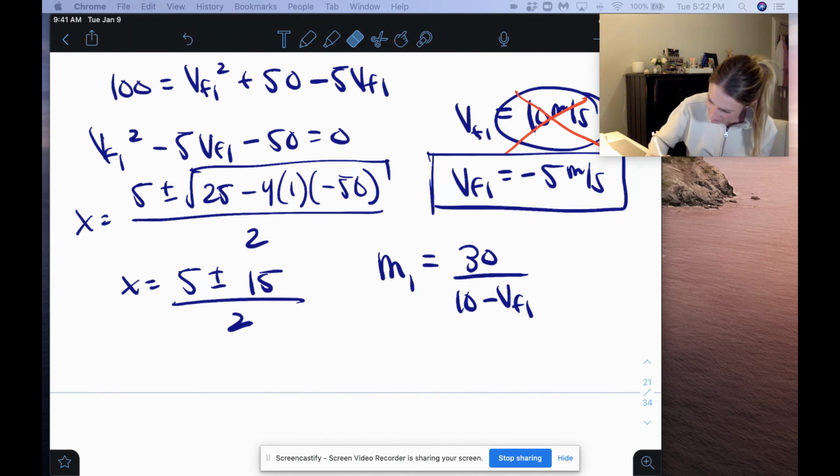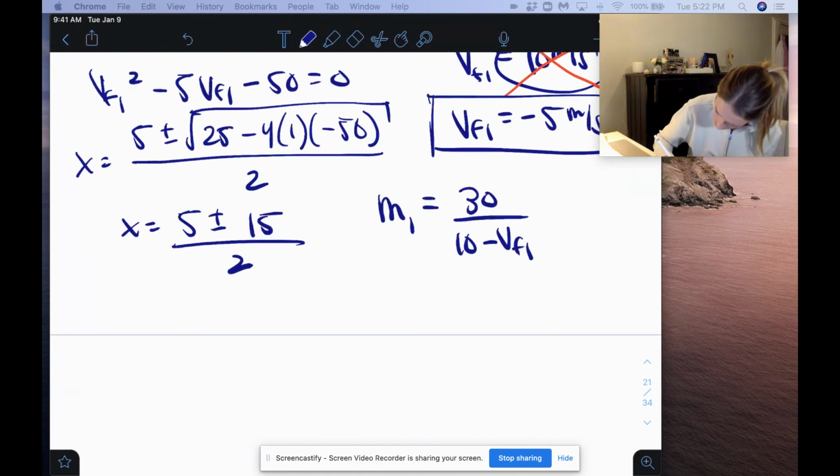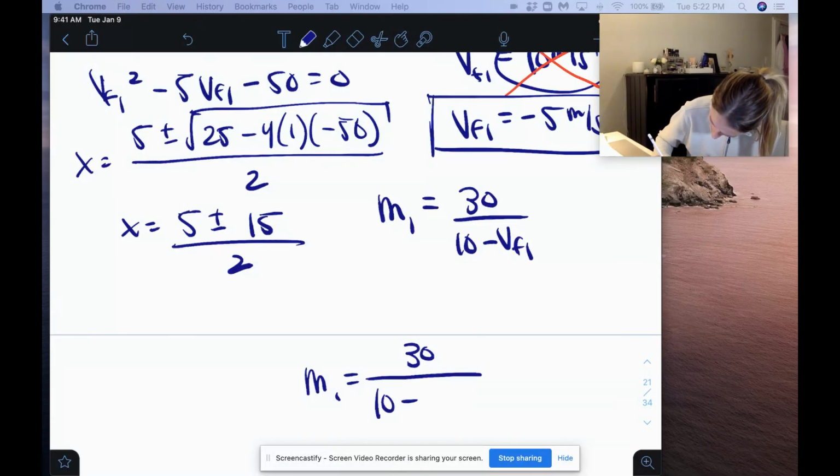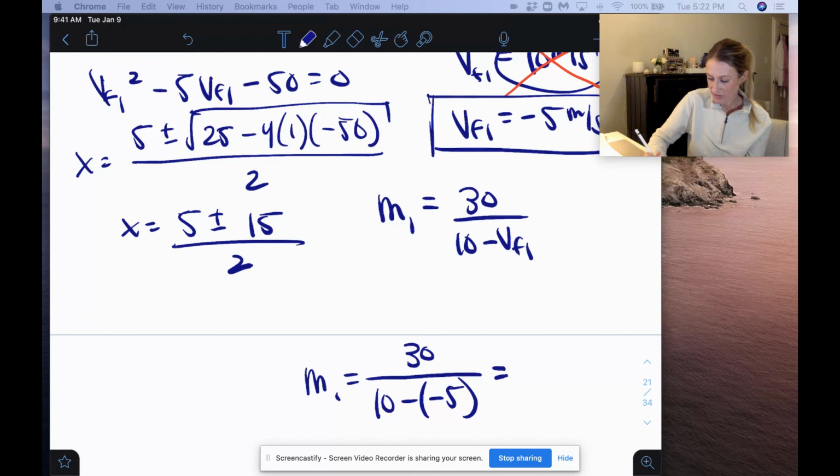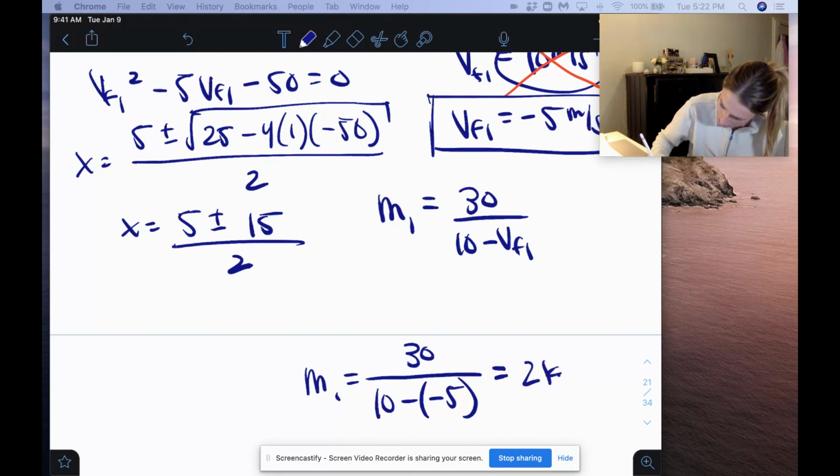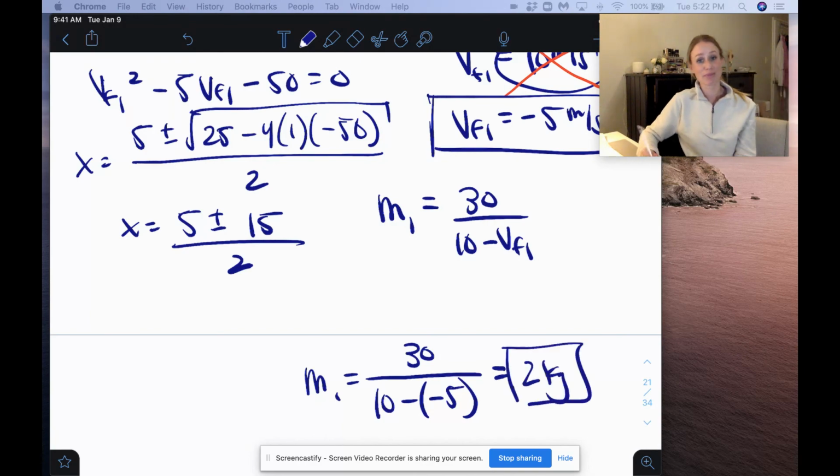Since it's negative 5 meters per second, in order to find mass 1, I'm going to plug in my negative 5 there. So I get mass 1 is equal to 30 divided by 10 minus a negative 5. And so here I get 30 divided by 15, which is 2 kilograms for mass number 1.